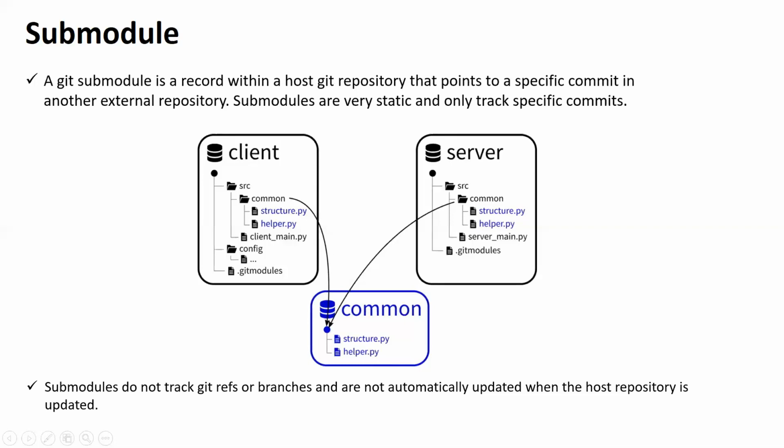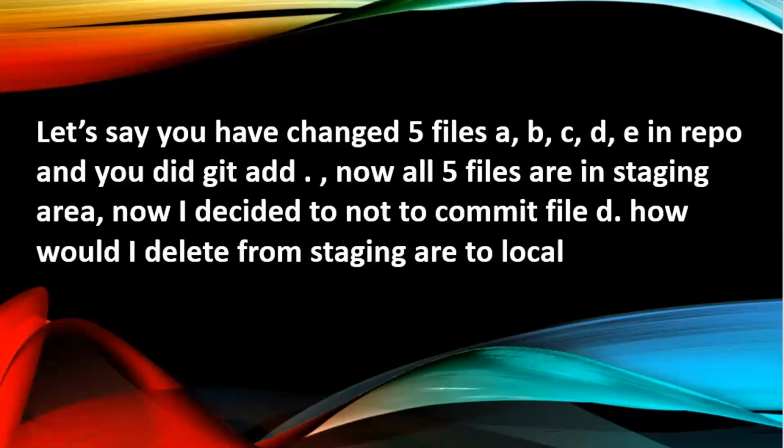Okay, so the next question was: let's say you have changed 5 files A, B, C, D, E in a repo, and you did git add, and now all the 5 files A, B, C, D, E are in the staging area. Due to some reasons, I decided that I don't want to commit the D file, and I don't want to push it.